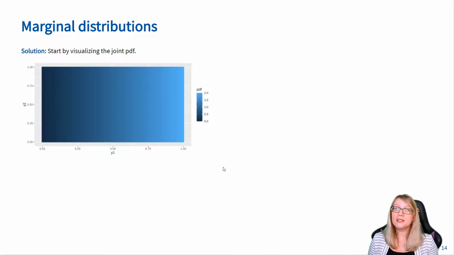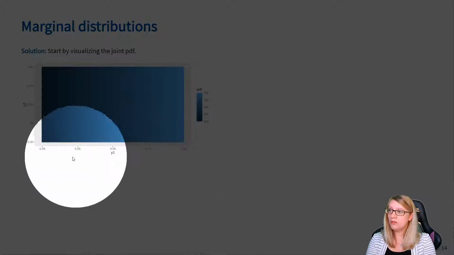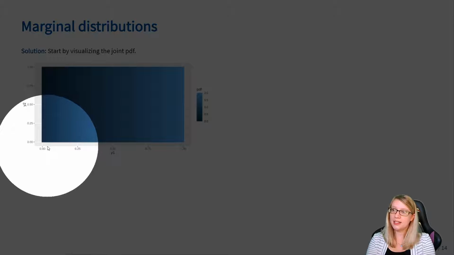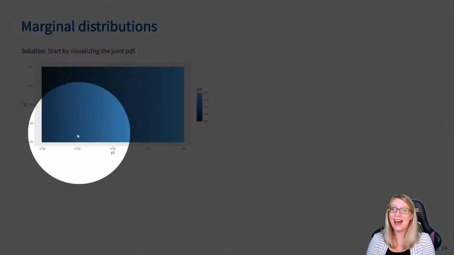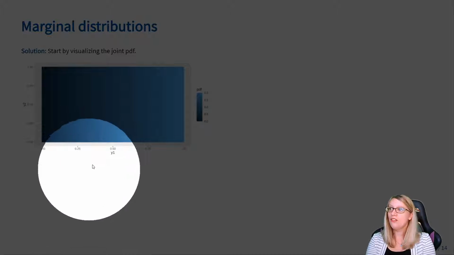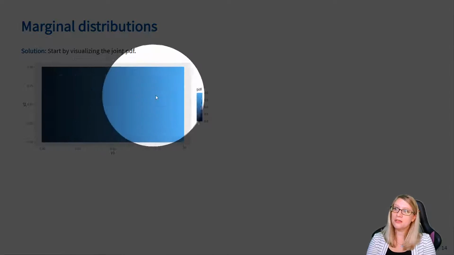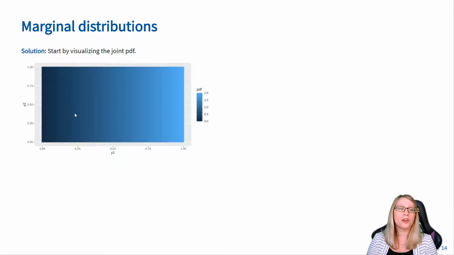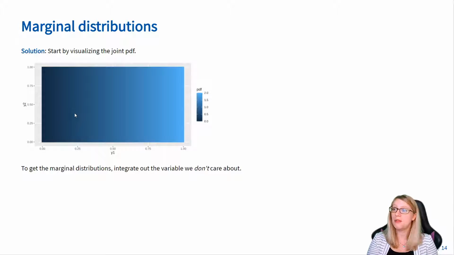So first, let's visualize this joint PDF. So we have y1 on the x-axis, y2 on the y-axis. The shading represents the value of the PDF, so lighter colors of blue indicate higher probability density. Now y1 overall along the x-axis looks like the density is tending to increase as y1 is increasing. For y2, the density looks fairly constant. There's not a lot of vertical change in that density plot.